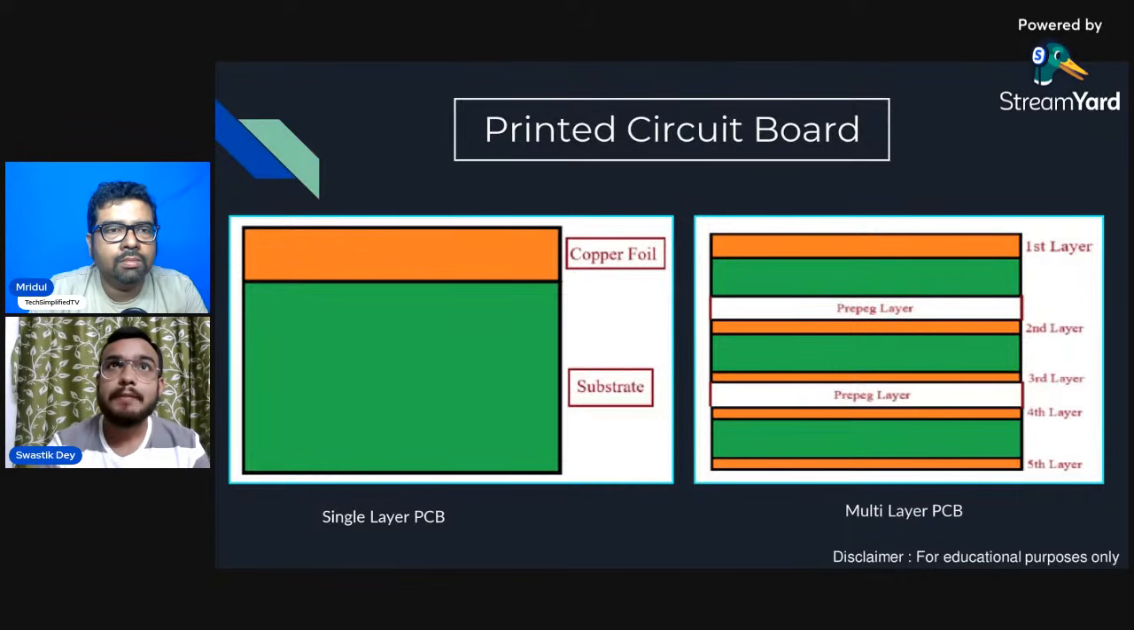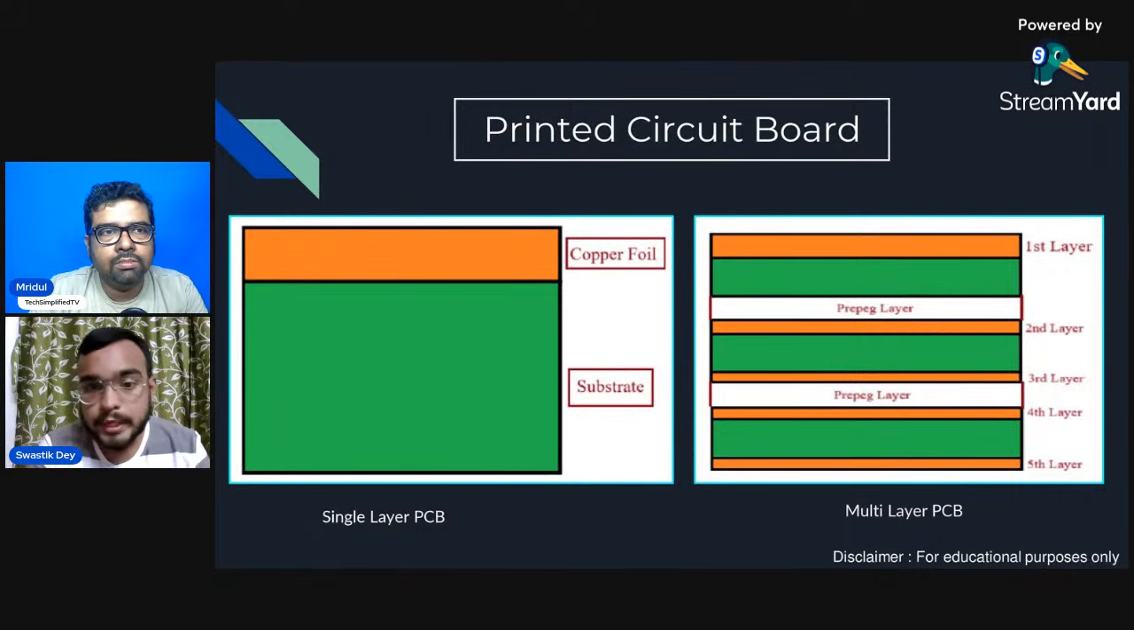Now, a single layered PCB can be compared to a single storied building. Just like we have the ground floor, we can think of that single layered PCB something like that. We have a copper foil over here. This copper foil is basically where all the electronic circuitry goes. All the components are assembled over there. Everything goes on and off over there.